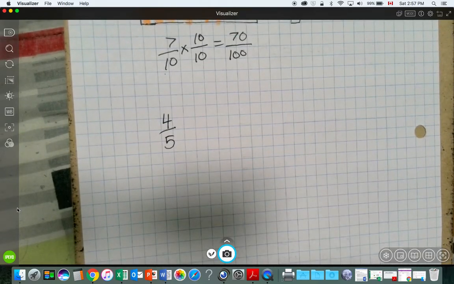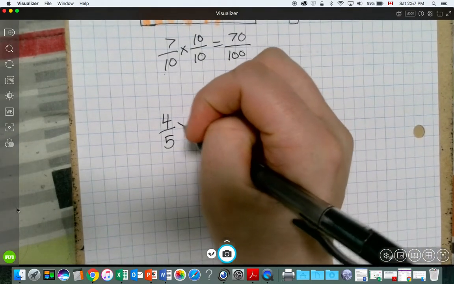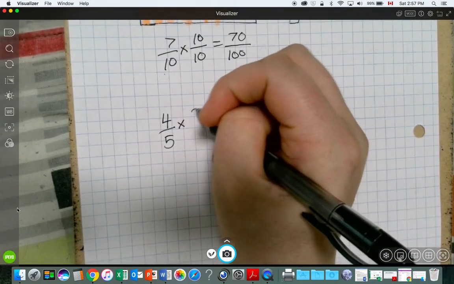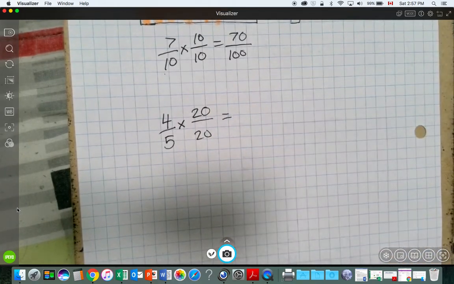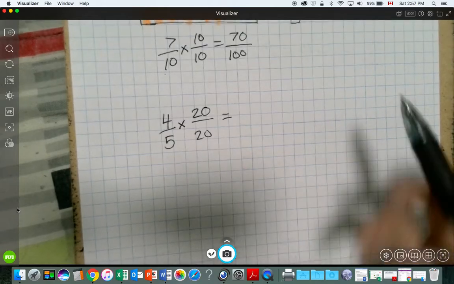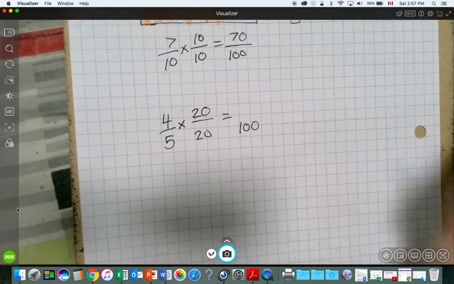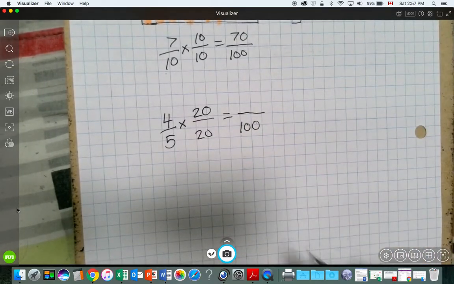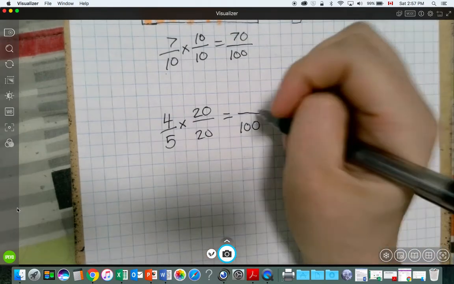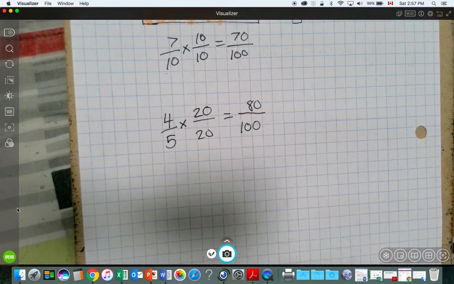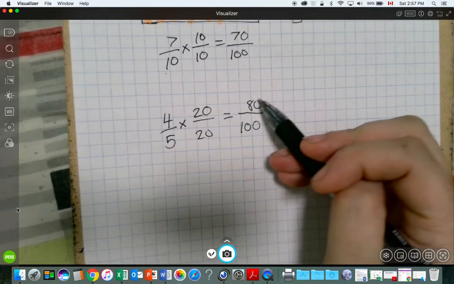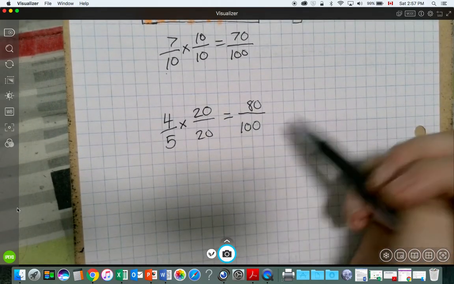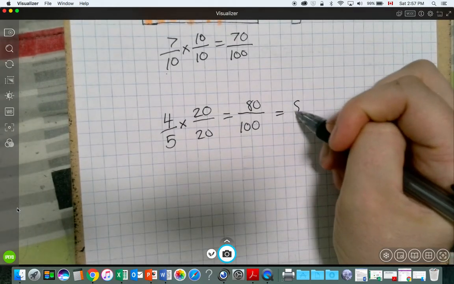Well, I know 5 $20 bills gives me $100, so it must be 5 times 20. So again, we have to times the top and the bottom by the same number. So 5 times 20 gives us 100. And then 4 times 20 gives us 80. So therefore, once we have it over 100, we know that 80 over 100 is equivalent to 80%.